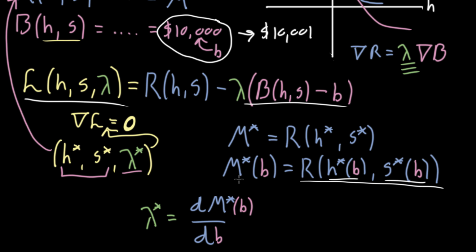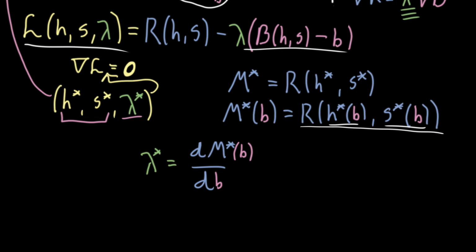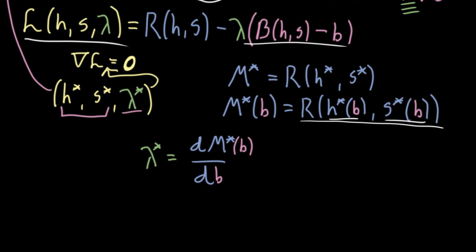So why on earth is this true, right? This just seems like it comes out of nowhere. Well, there are a couple clever observations that go into proving this. The first is to notice what happens if we evaluate this Lagrangian function itself at this critical point, when you input h star, s star, and lambda star.